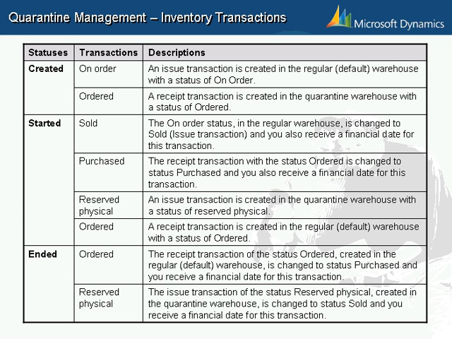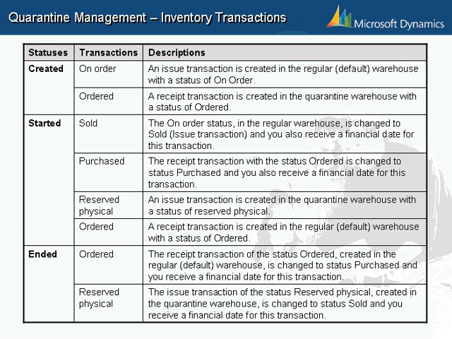So you can see in the picture which transactions the system creates. Remember that only the status reported as finished does not create any transaction in the inventory transaction form. So if there is a status created, you remember that we can add a record manually to the quarantine order form, and this record gains the status created. If an issue transaction is created in the regular or default warehouse with the status on order, the inventory transaction issue status will be on order. If a receipt transaction is created in the quarantine warehouse with the status of ordered, the inventory transaction receipt status will be ordered. Now let's talk about started.